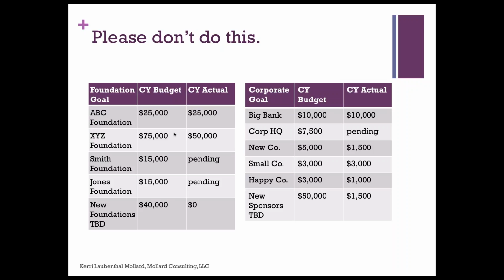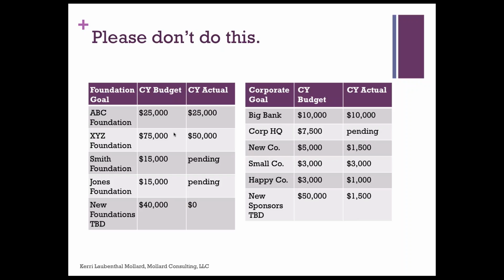That's their foundation side. On their corporate side, they had 10 from the bank, the big bank, they got 10. They had 7,500 budgeted, that was pending. They had a new company budgeted at 5, they only got 1,500. They did get 3 from a smaller company. Another company, they got 1 instead of 3. And then again, they had a line item for to be determined for sponsorships. They were going to raise 50 grand in sponsorships, and so far in that fiscal year, they'd only had $1,500. So again, these huge swings in numbers. So I want you to promise me never have to be determined in there, have realistic budgets.